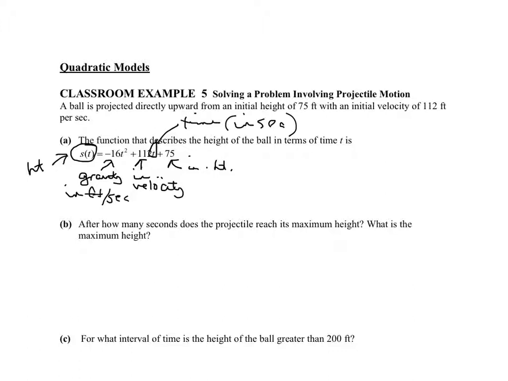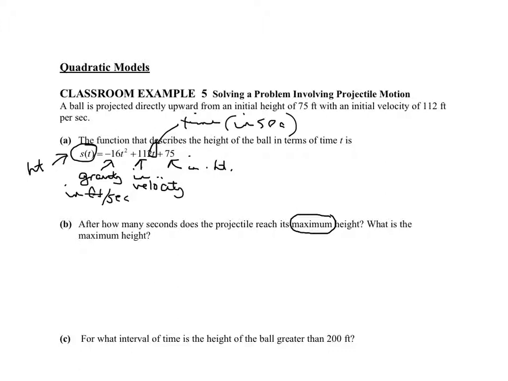Now, B is the first question that asks you to find something, and it says, after how many seconds does the projectile reach its maximum height? There is a very important word you need to clue into here, and it is the word maximum. We've worked with projectile questions before, but asking us something about a maximum height is a new question, and the reason is we now have the ability to find the vertex, whether we've been given a quadratic that's written in standard form or in vertex form.